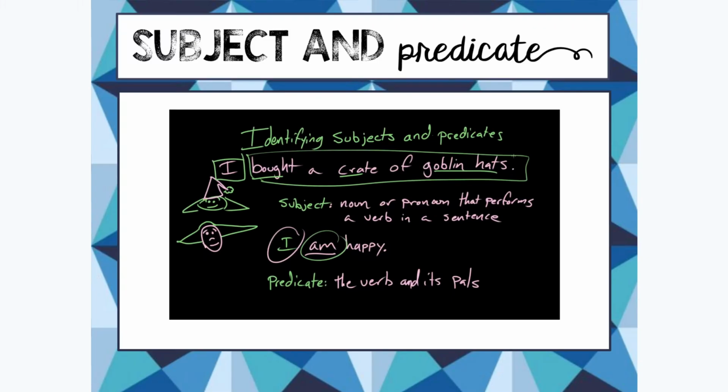Exactly. So Paige, I think that covers everything except exactly what a goblin hat is. But we can talk about that some other time. So that's identifying subjects and predicates. You can learn anything. David out. Paige out.